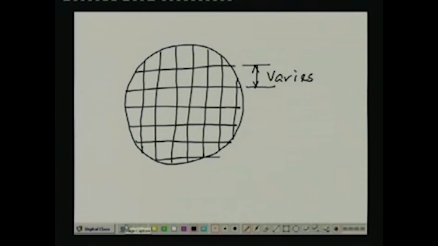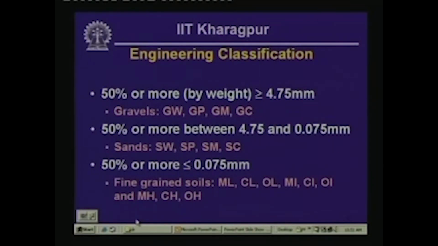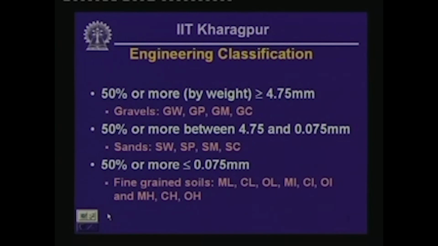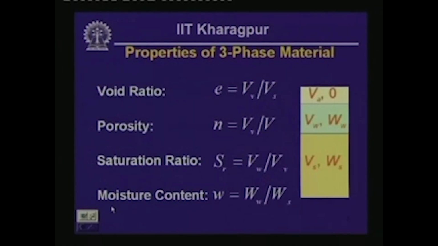Typically, the finest sieve size used is 0.075 millimeter. So, the soils that pass through this sieve size are going to be composed of fine grained soils. That is a simple way of finding out the grain size of different types of soils used in this kind of engineering classification.